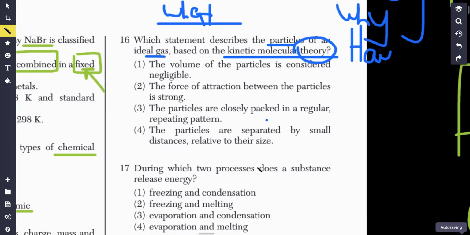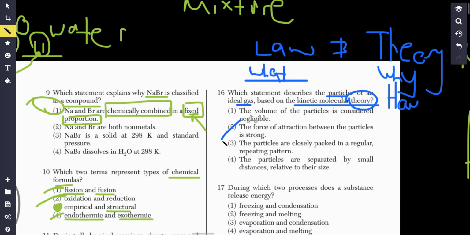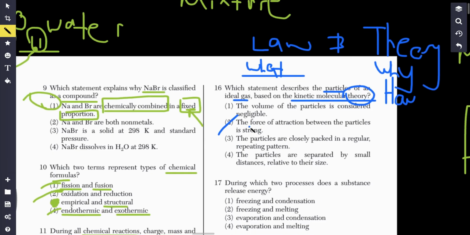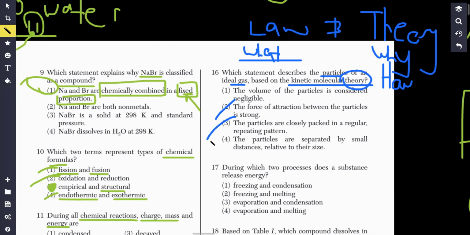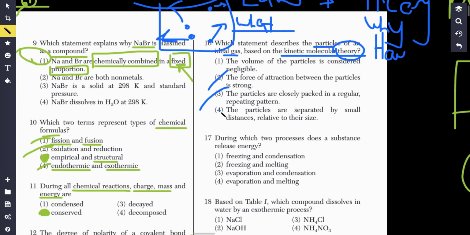So for an ideal gas, what you have to realize is that the kinetic molecular theory, it's not number two. In fact, the kinetic molecular theory says that gas particles don't have any attraction between each other. It's also not number three. The kinetic molecular theory says that the gas particles move in random, constant motion. Gas particles move randomly, constantly in whatever container they're in, so they're constantly moving in random directions. Small distances relative to their size. No, it's not number four. In fact, number one is correct.